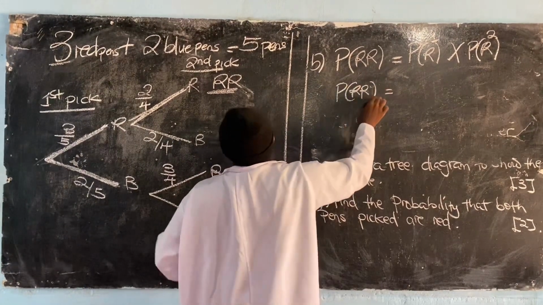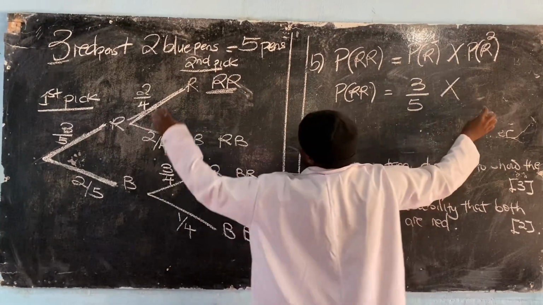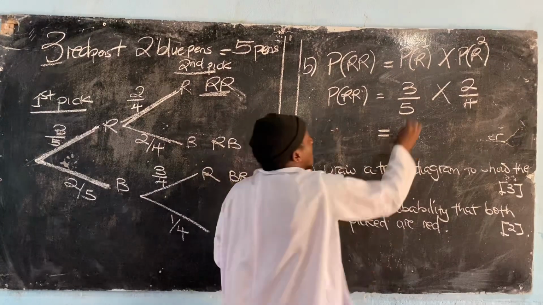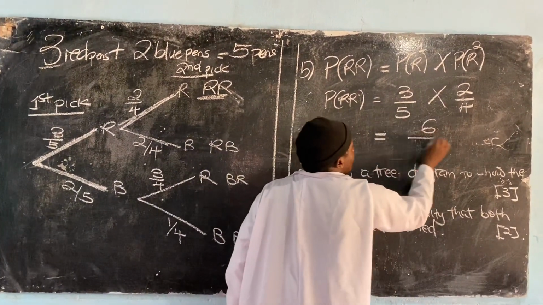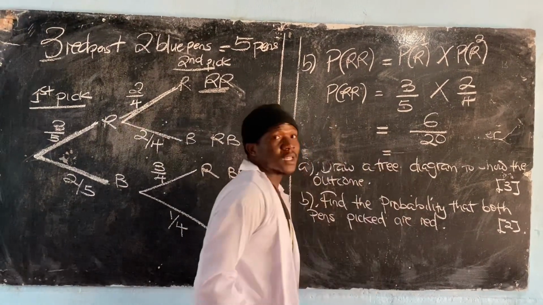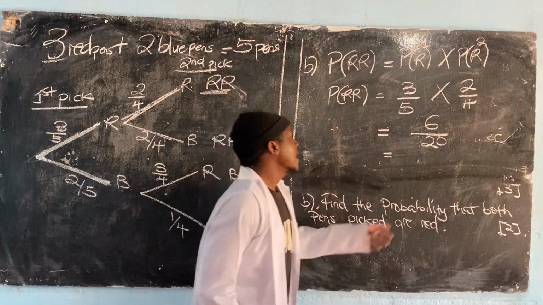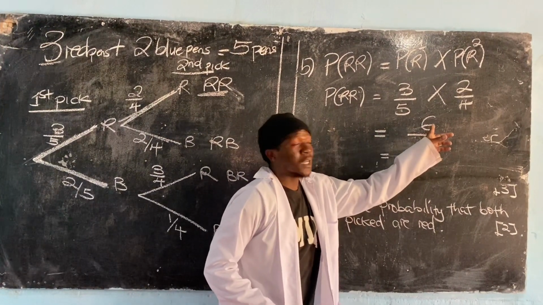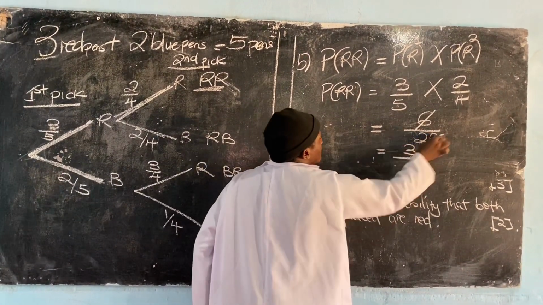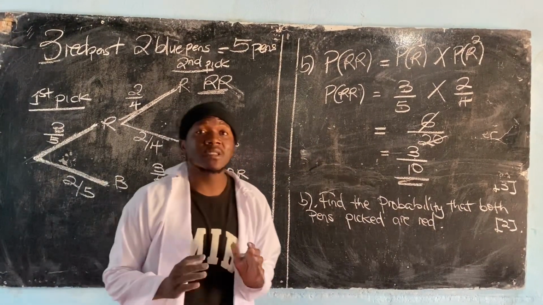Red, red. So for the first one, it's 3 over 5. Multiplied by, for the second one, it's 2 over 4. So I'm going to multiply 3 times 2, it's going to give us a 6 over 5 times 4 is going to give us a 20. But the fraction that we have can be simplified to its simplest form, in the sense that in 6 we can divide a 2, in 20 we can also divide a 2. So 2 there, that's a 3, then 2 there, that's a 10. So the probability that both pens picked are red.